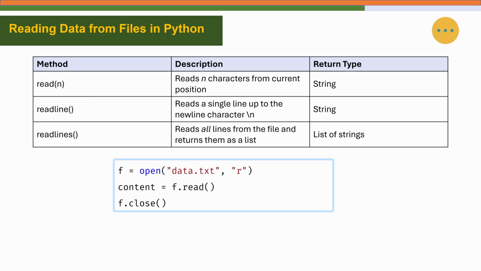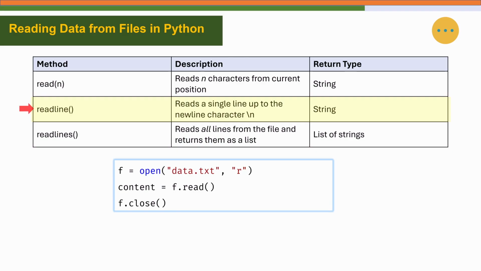Once a file is open, you can read its contents using several built-in functions. The read method reads a specific number of characters from the current position in the file. If you do not pass any argument, it reads the entire file in one go. The readline method reads a single line from the file, that is everything from the current position up to the next newline character, that is \n.